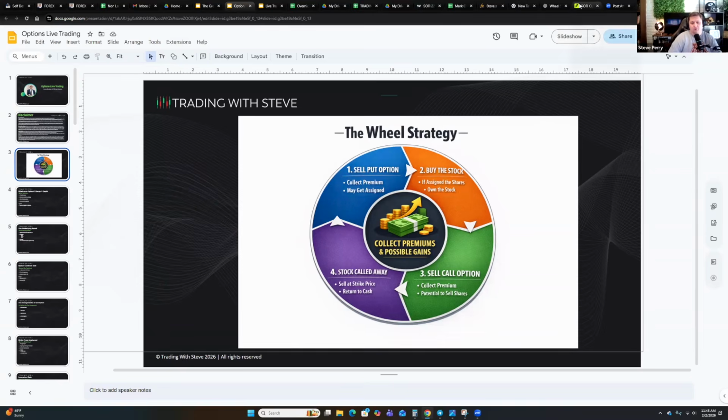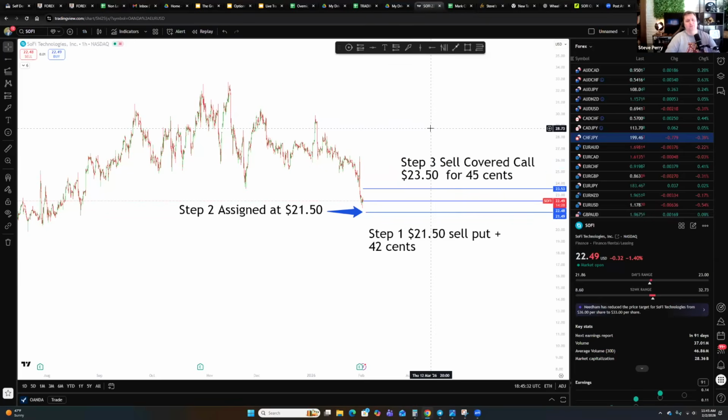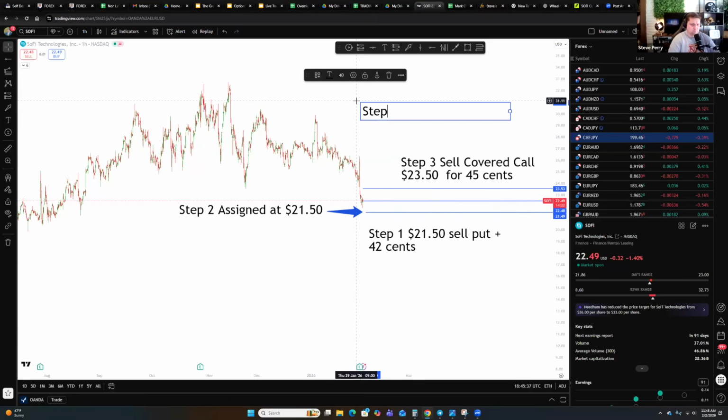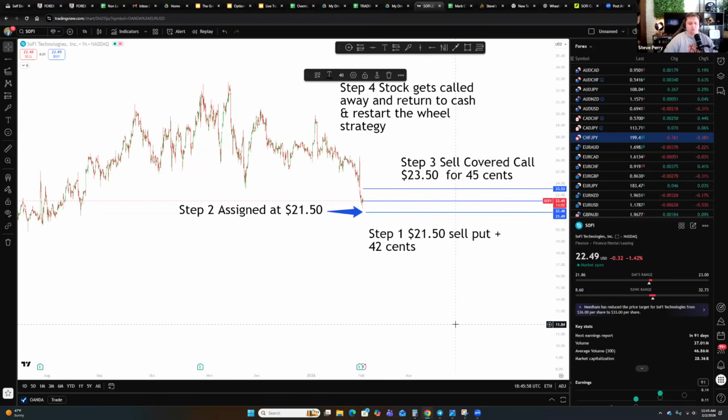Okay. So what does that look like? Let's go back over here. So what have we done so far? Again, let's go back to this. So step four, stock gets called away and return to cash and restart the wheel strategy. You just keep going down the wheel, through the steps.